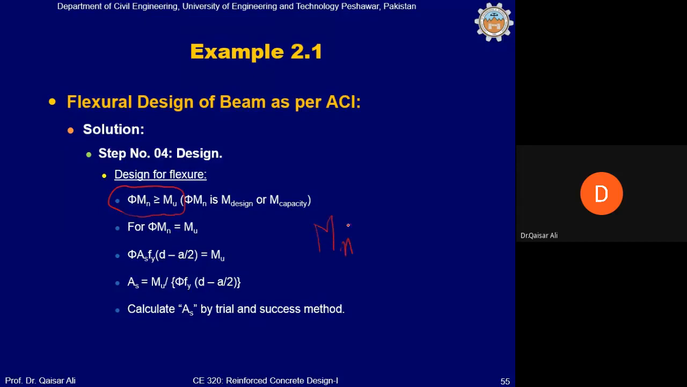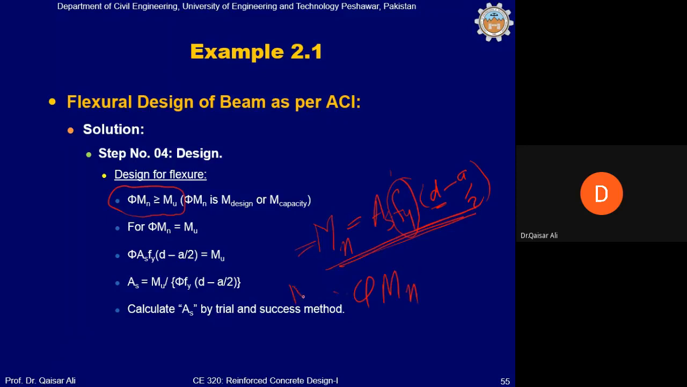Mn, nominal moment, is equal to As Fy (d minus a/2). Okay, this is called nominal moment, and nominal moment is the moment which is calculated based on the specified strength Fy, let's say 40 or 60, and the specified dimensions of the beam. But then the ACI code says that the beam section and area of steel shall be calculated based on phi Mn, which is the design flexure capacity. This is nominal capacity, and this is design capacity.